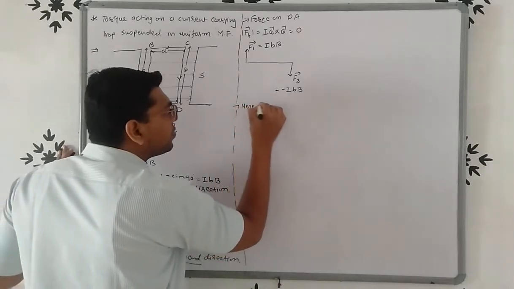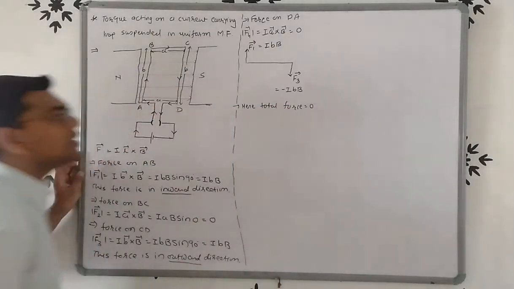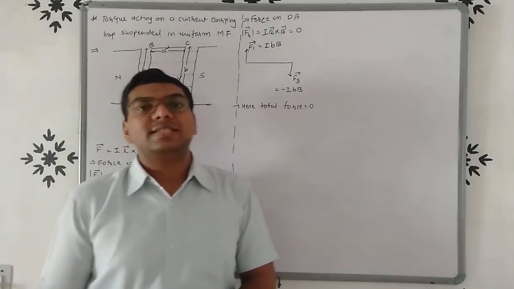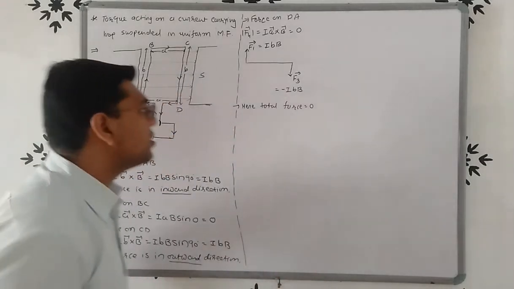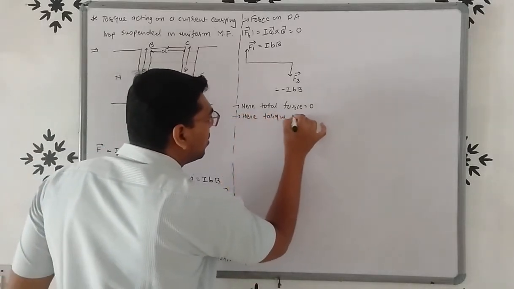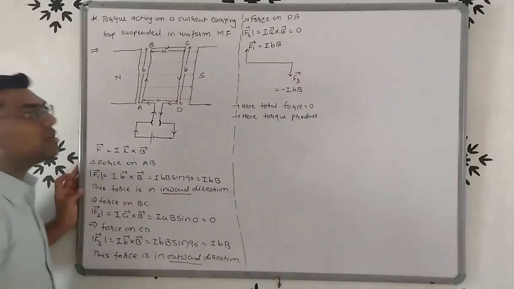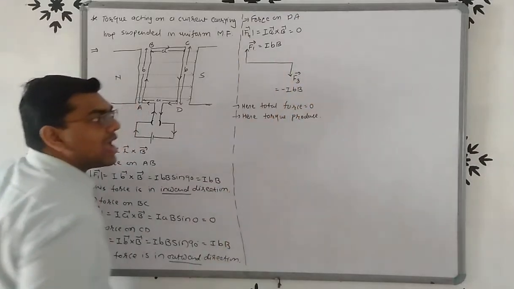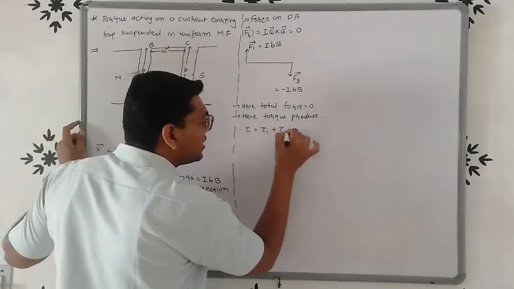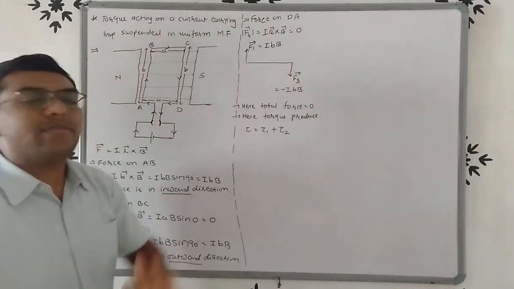So here the total force is equal to 0. So we know that if the total force is 0, then it can still produce torque. So torque will be produced, and the torque is due to forces F1 and F3. So the torque will be given by tau is equal to tau 1 plus tau 2. Tau 1 is due to F1 and tau 2 is due to F3.